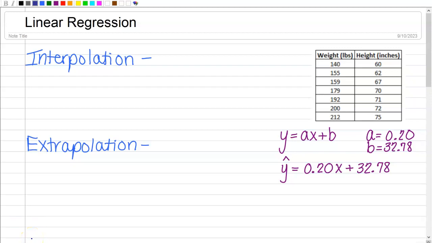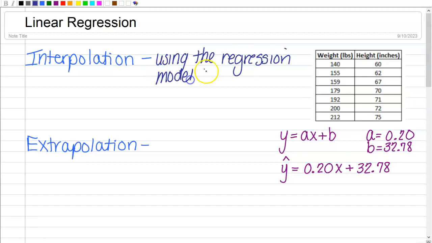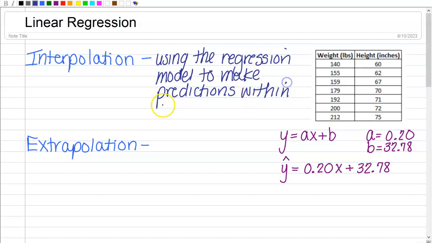After we build our regression model, we can use our model to make predictions for values of x inside the original domain. That is what we refer to as interpolation. So interpolation is using the regression model to make predictions within the original domain.